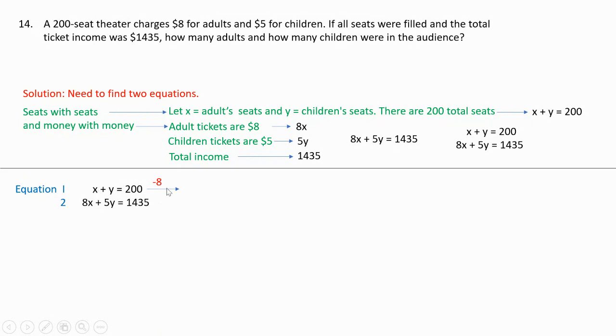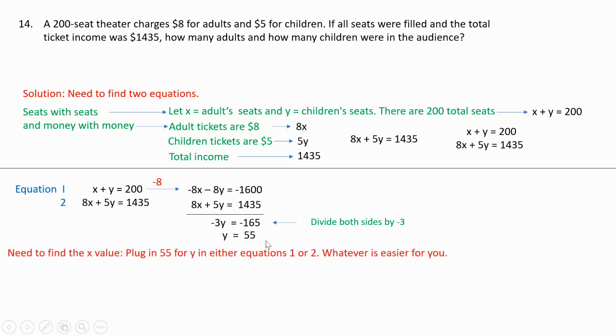But I need to multiply -8 times every term. So -8 times x will give us -8x, -8 times y will give us -8y, and -8 times 200 will give us -1600. And equation 2, we just bring it over. So we add them, right? So the x's will cancel or they'll be eliminated. And -8y plus 5y will give us -3y. And -1600 plus 1435 will give us -165. So we divide both sides by -3. So it's going to give us y equals 55.